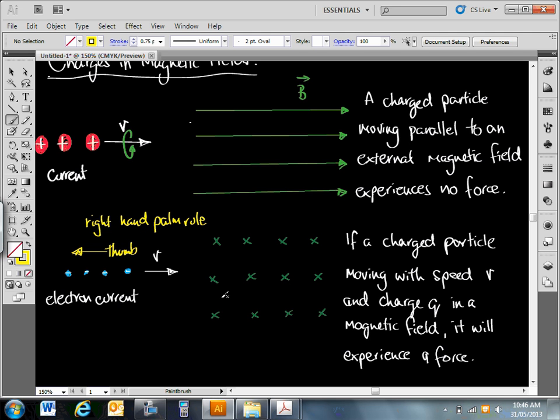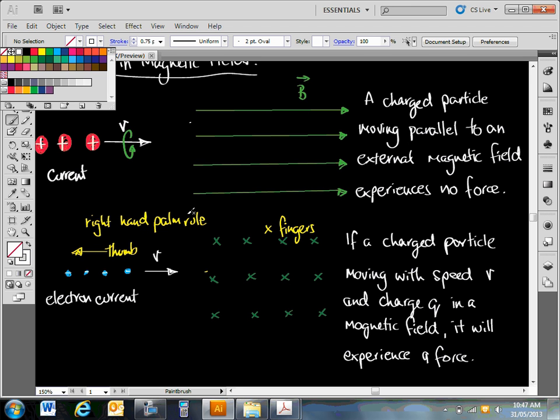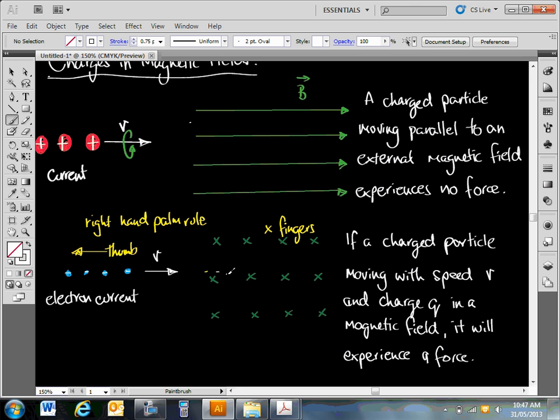My fingers then, because this external magnetic field is going into the board, denoted by these crosses, I point my fingers in this direction. For the right-hand palm rule: thumb, fingers. Which way is my palm facing? It is facing downward. The electron experiences a force downward, and so I could say this.